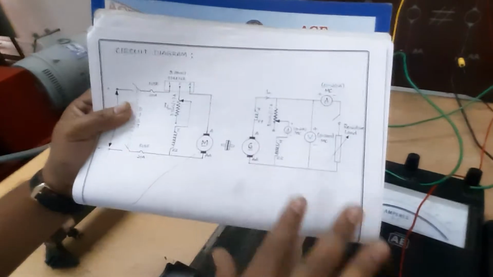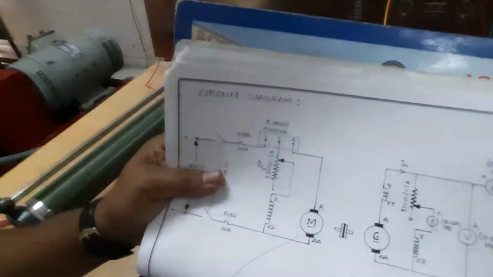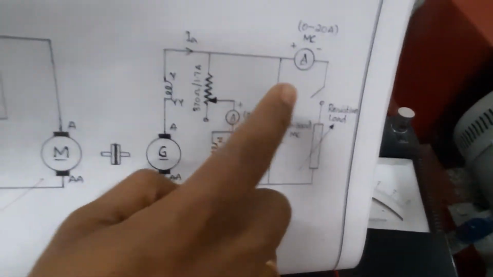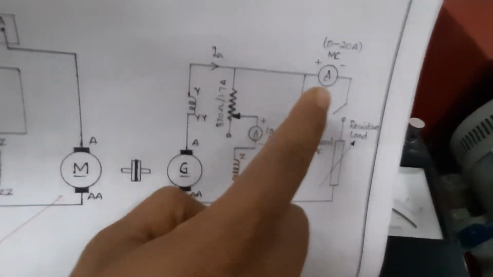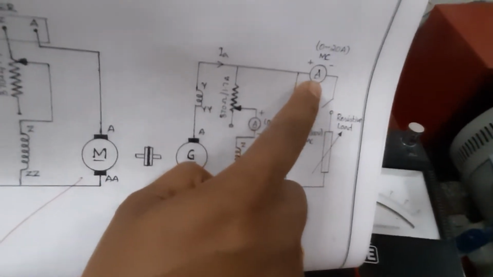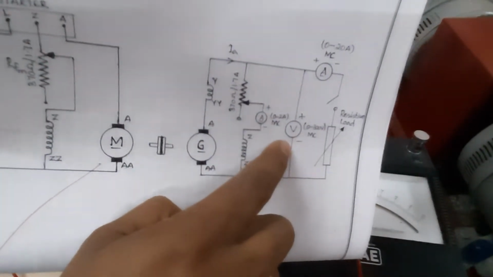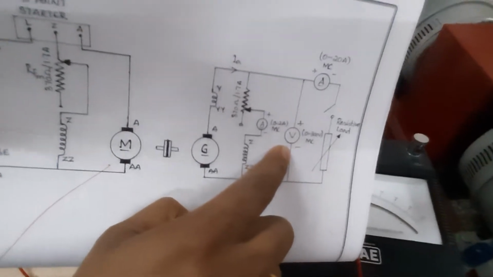Okay. Now, with this one connection, one more thing. See here. Show me this one. This ammeter, see the difference. We have two ammeters. This ammeter is going to measure the load current. This ammeter is going to measure the field current, and this voltmeter is going to measure the terminal voltage.